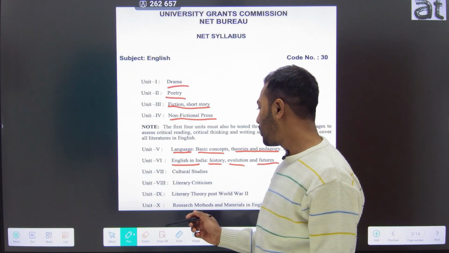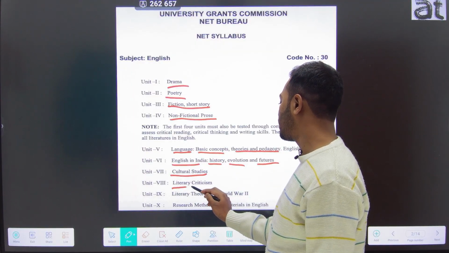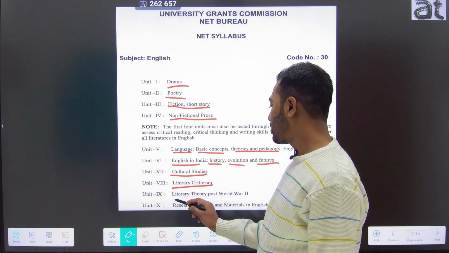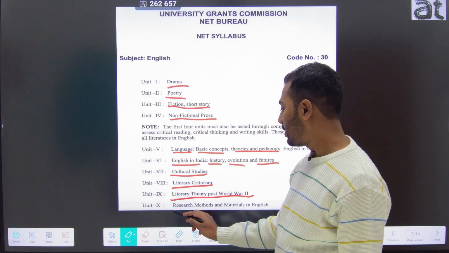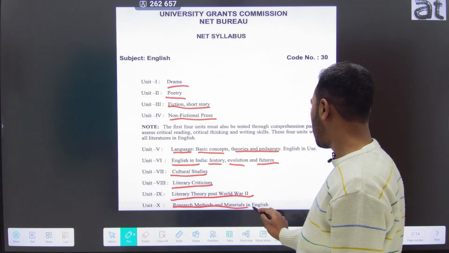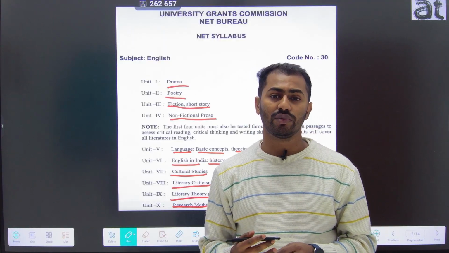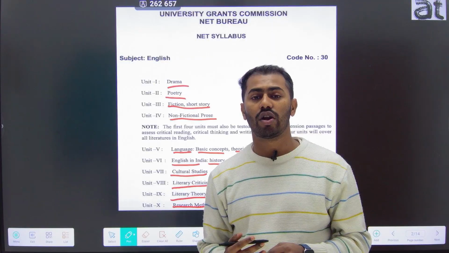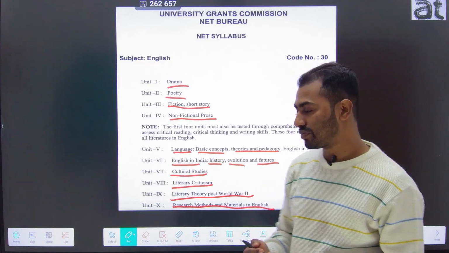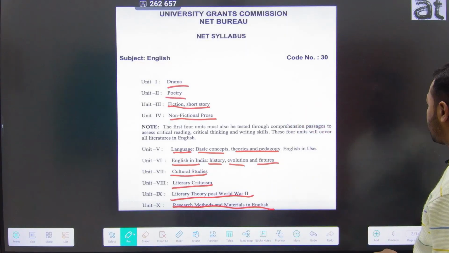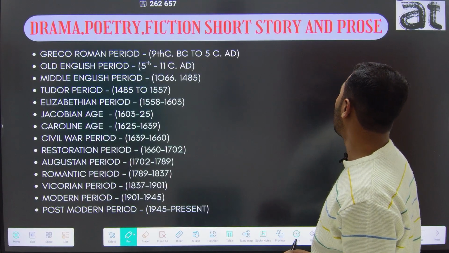And the seventh unit comes cultural studies, and the eighth unit is literary criticism. And the next unit comes literary theory post World War II, and the last unit is research methods and materials in English. These are the major 10 units, but within these 10 units there are a lot of sub-units. Let's discuss them. And the first comes drama, poetry, fiction, short story, and prose.